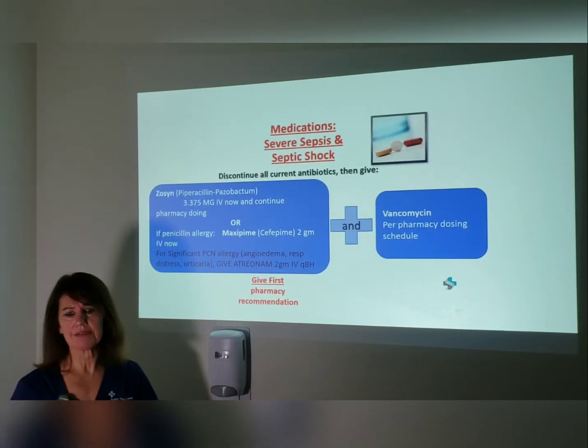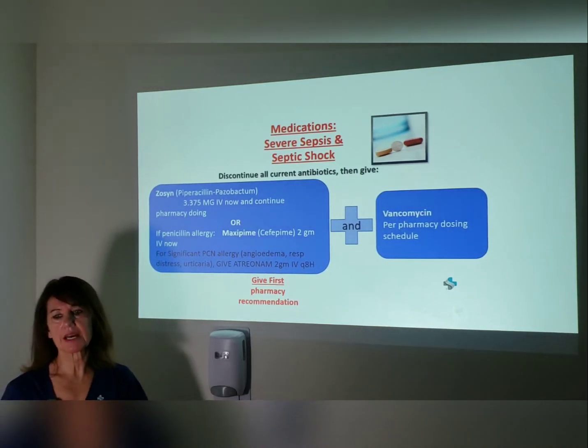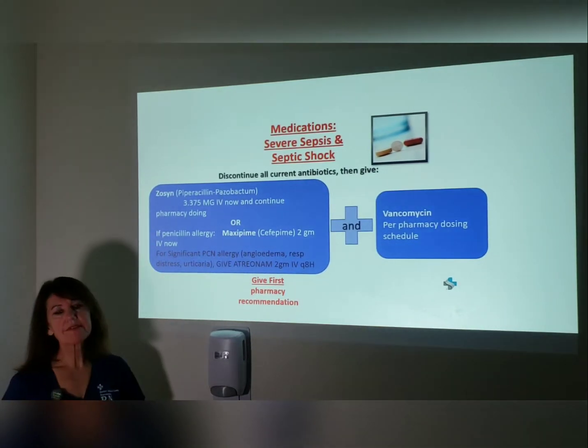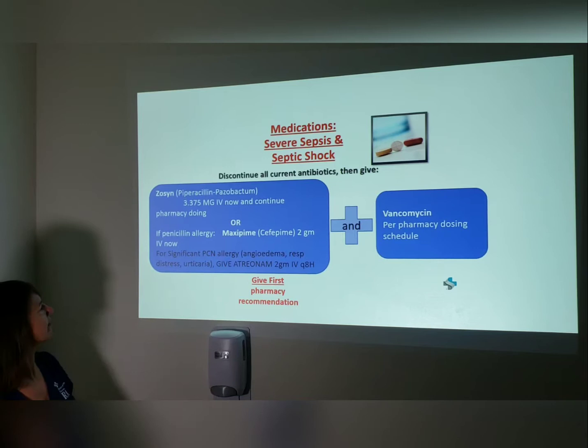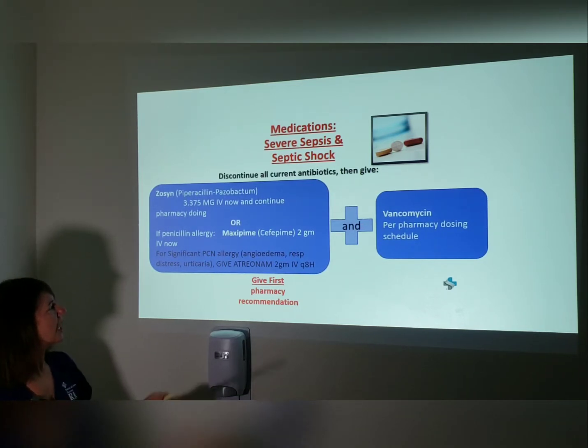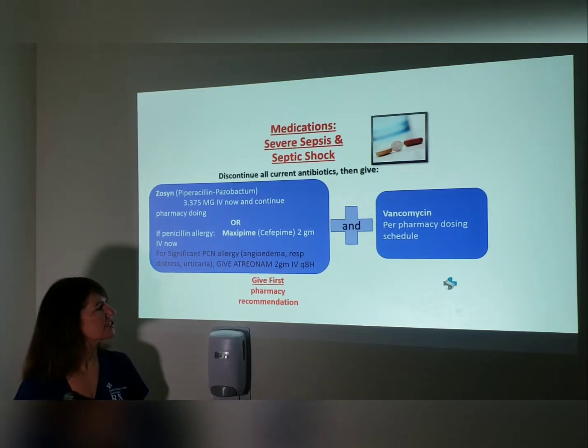Next slide. For 20% of our population, we don't know what they have. So what do we give when we don't know what their infection is? Well, Zosyn is actually the best antibiotic to give. We give 3.375, and if pan-allergic, you can give the cefepime. However, Zosyn is our go-to. And we can also give Vanco in addition.